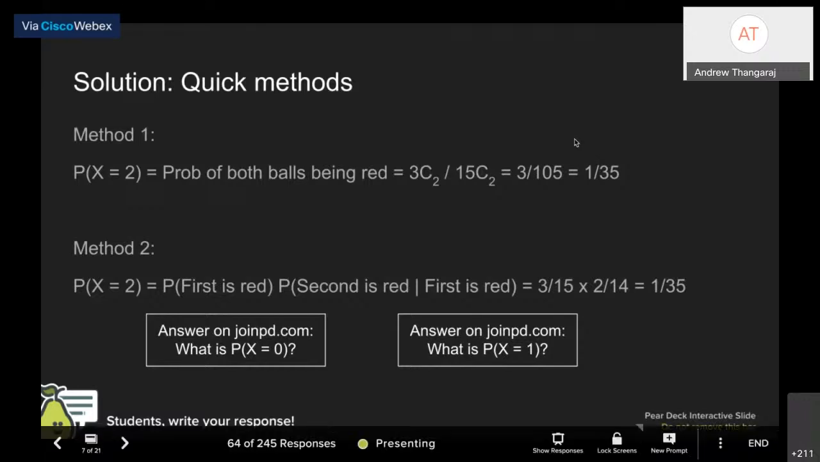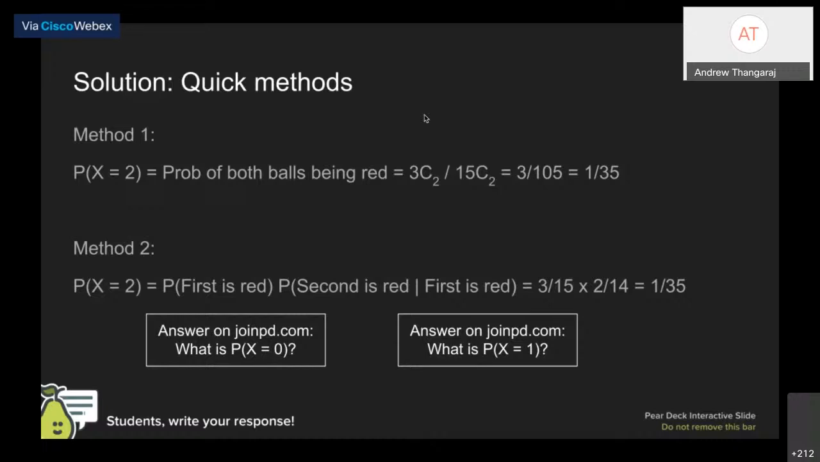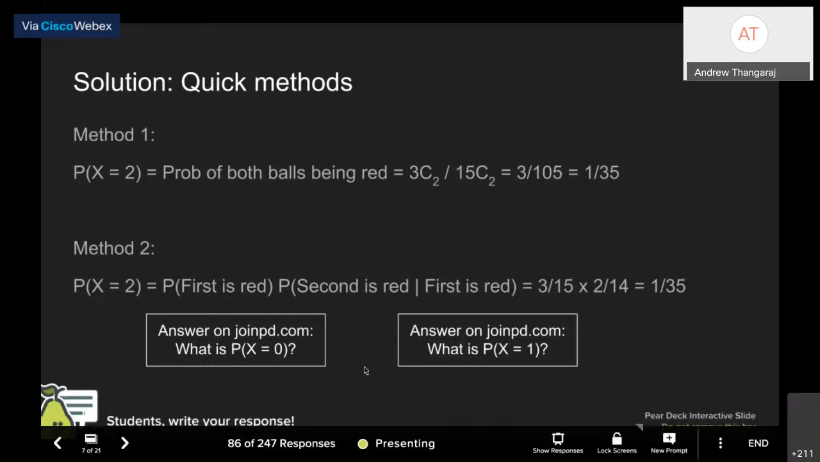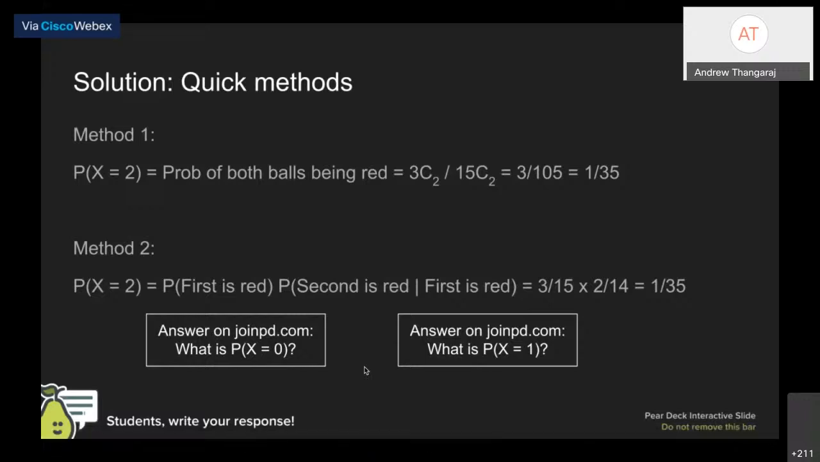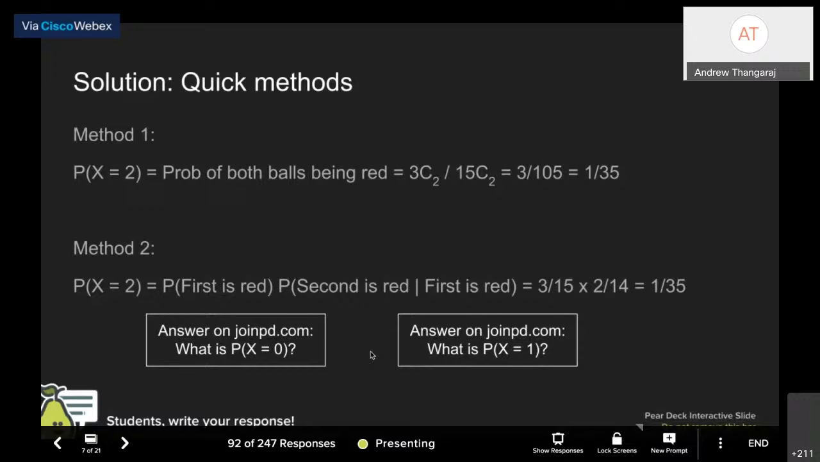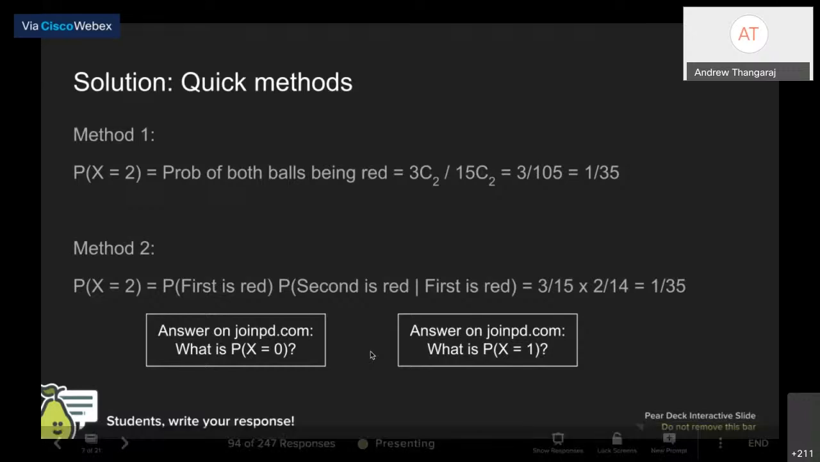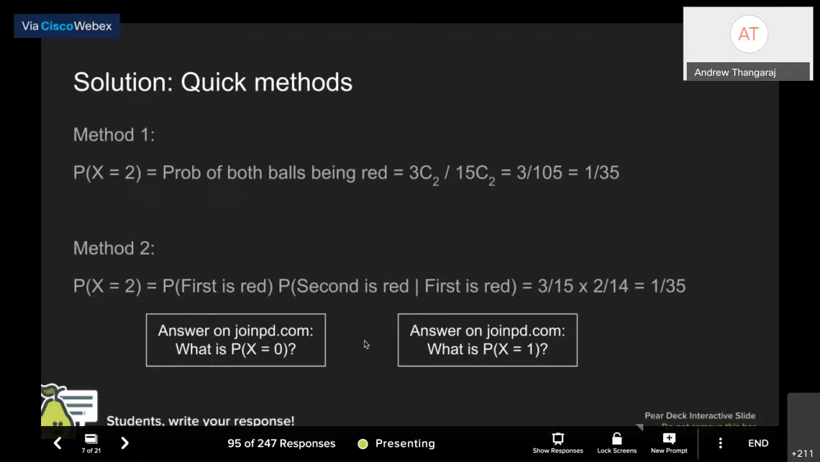Okay, so don't enter the answer in the Webex chat. You have to go to joinpd.com and enter the code that you see on the top right. And then you'll get a box to put in your answer. You see people are trying to get to the answers, so only the responses are coming in. We'll give just 1 or 2 more minutes. I think this is good practice for you to understand how these random variables are defined in these kind of scenarios.